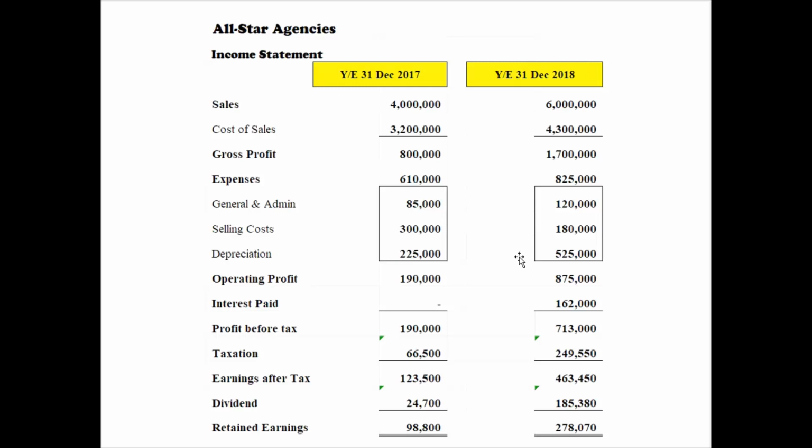So 1.2 million over 4 years is 300,000, and when you put 300,000 together with 225,000, you have the depreciation amount.